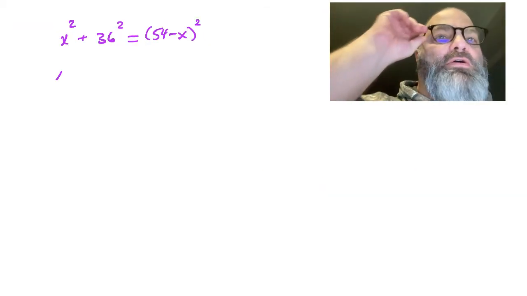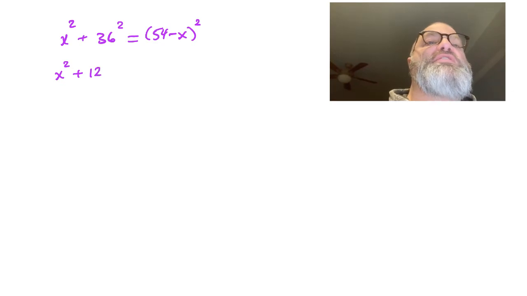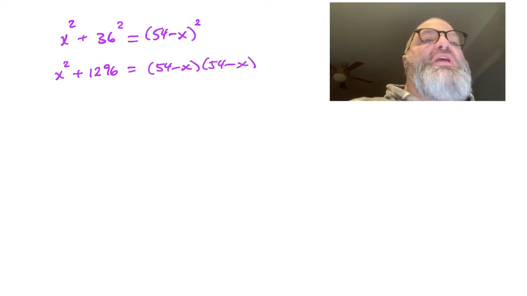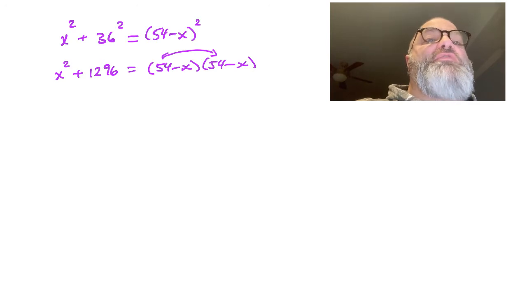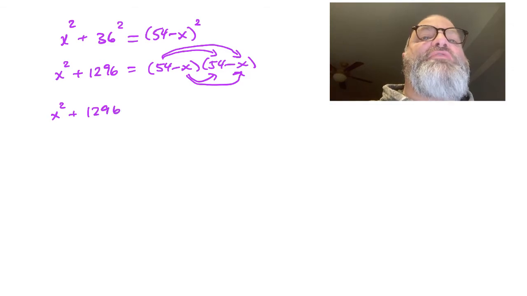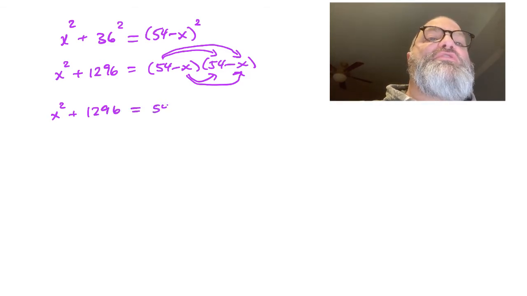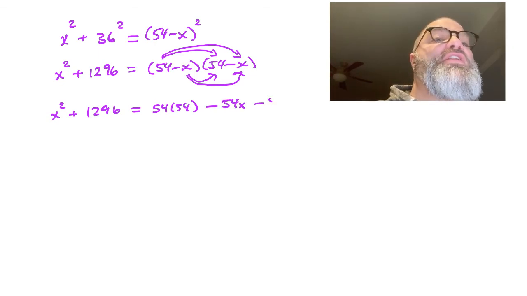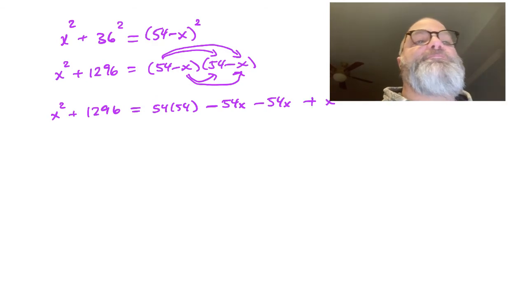Now we are asked to solve the equation x squared plus 36 squared is equal to 54 minus x, quantity squared. The 36 squared gives us 1296. For the 54 minus x squared, we have to FOIL that out: 54 times 54, 54 times x, x times 54, and x times x. So on the left we have x squared plus 1296, and that is equal to 54 times 54 minus 54 times x minus another 54 times x, plus x squared.